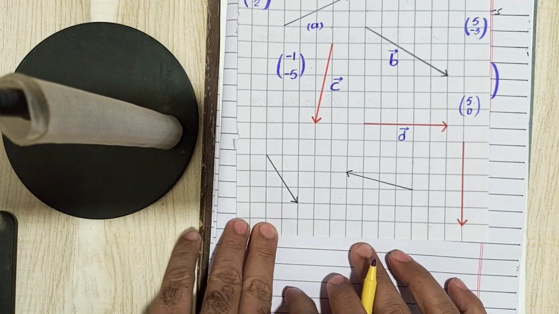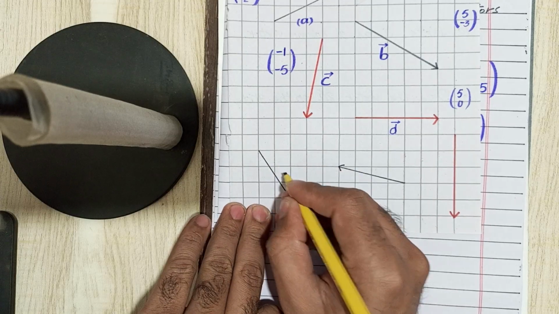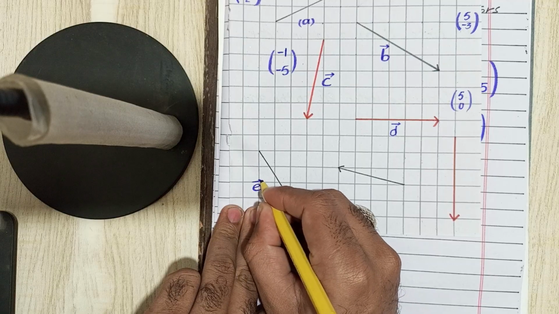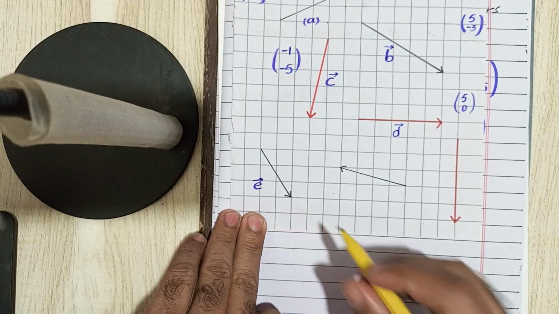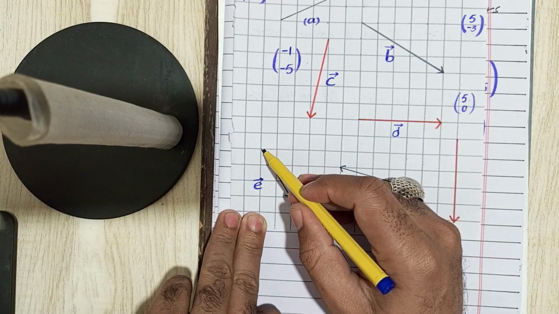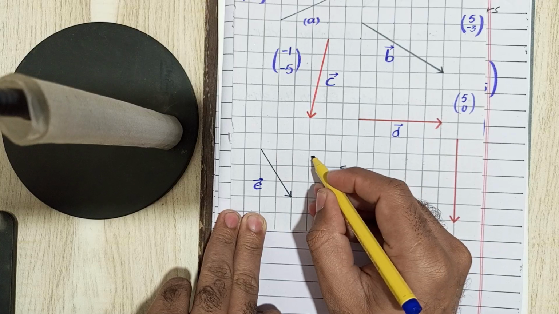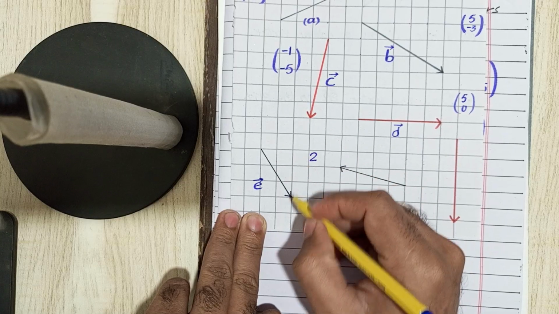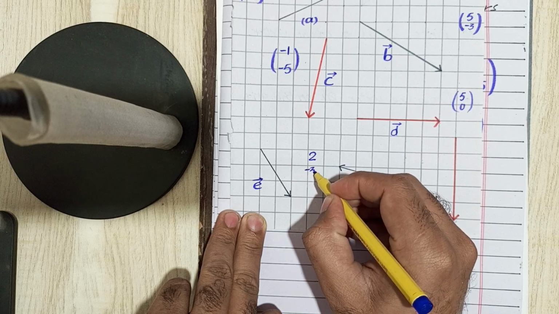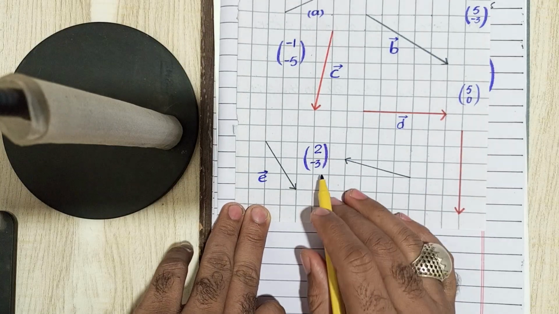Now our next vector. Here we have vector e. This vector starts from left to right, 1, 2, so it means we have 2, and downward we have 1, 2, 3, so negative 3. So 2 and minus 3 is its answer.